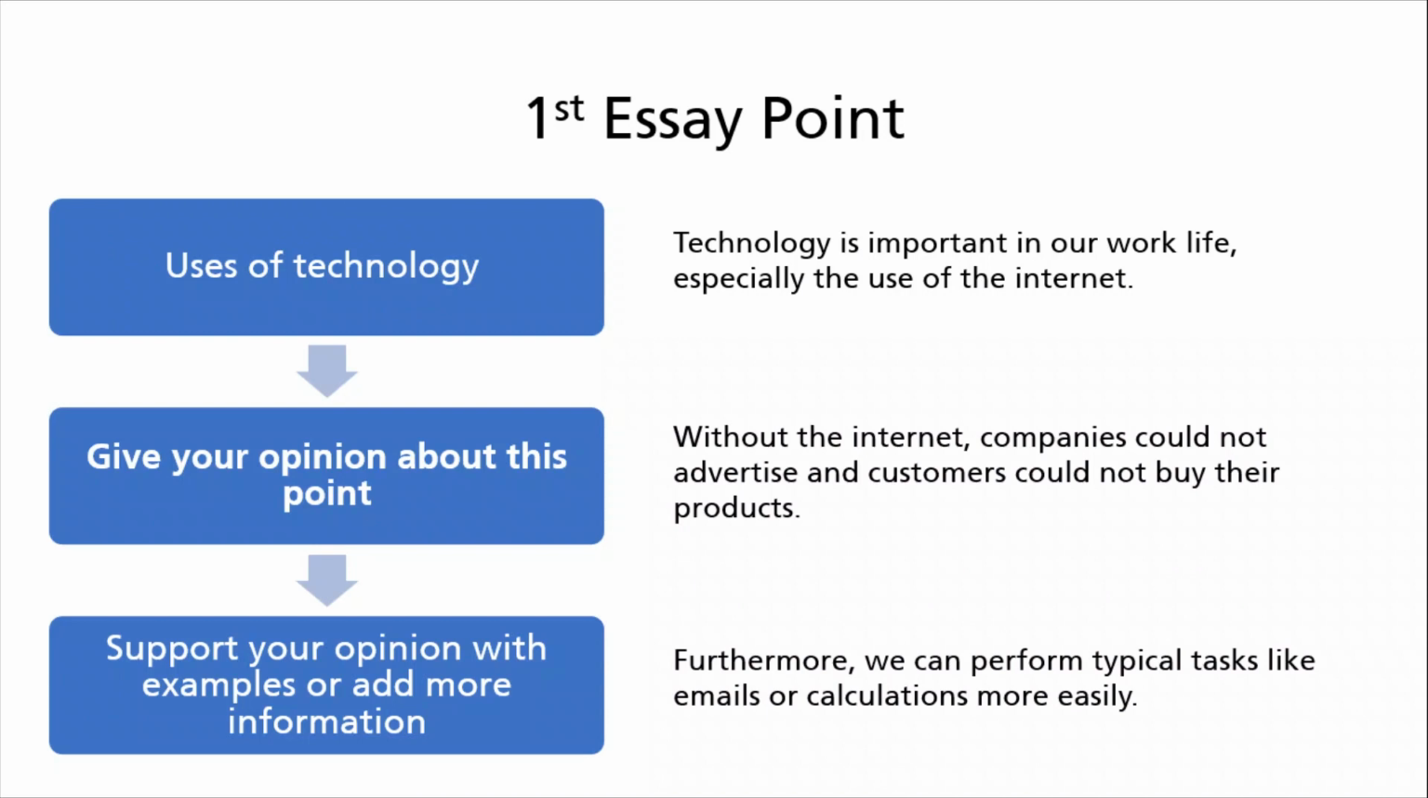The next thing we do is to look at the first essay point. It's always better to do them in order because then you can remember what you've been talking about. So this is our example paragraph. The first sentence of this paragraph talks about the general idea of technology and why it's important to us. The writer then gives their opinion about technology and about not having technology, and then finally they give some more examples or some extra information about this. And this is a good example of a paragraph about the first essay point.